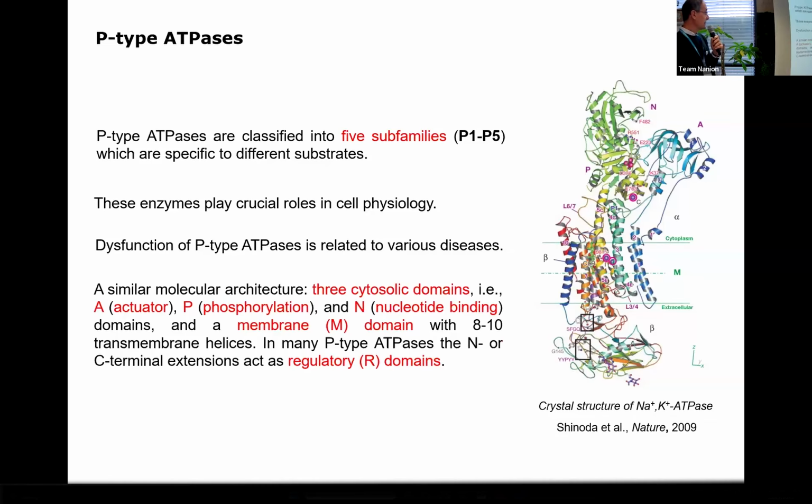These enzymes share a similar molecular architecture, which consists of 3 cytoplasmic domains, the A, P, and N domains, and a membrane domain with 8 to 10 transmembrane alpha helices. Moreover, in several P-type ATPases, the N or C terminal extension on the cytoplasmic side behaves like a regulatory domain.